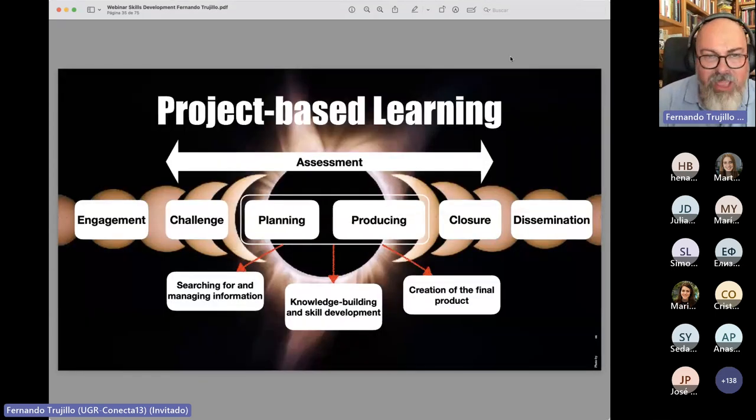Well, project-based learning is a cycle of discovery, is a cycle of design, is a cycle of getting hands into real life problems. Project-based learning starts with engagement, starts when both teachers and learners face a driving question or a driving problem or a driving situation in which they have to solve a challenge they are facing. And after that, there is a cycle of planning and producing, which means searching for and managing information, then knowledge building and skill development. And with that knowledge and those skills, they must create some sort of final product. And after that, we have the two final steps of closure and dissemination.